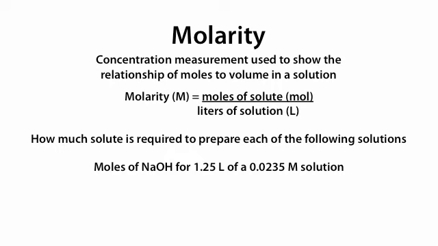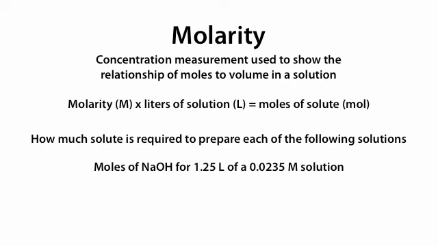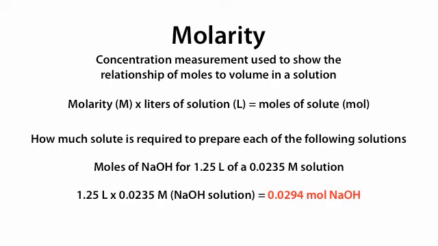solution. We can rearrange this to read molarity times liters of solution is equal to moles of solute. So if we're looking for our moles of solute, we simply just need to multiply our molarity times our liters of solution. So we're going to multiply our molarity, which is given, 0.0235 molar, and our liters of solution, which is 1.25 liters. We do that. 1.25 times 0.0235 gives us 0.0294 moles of NaOH.